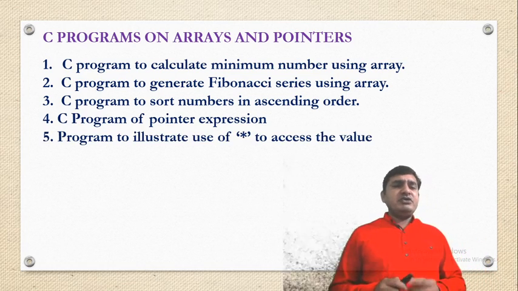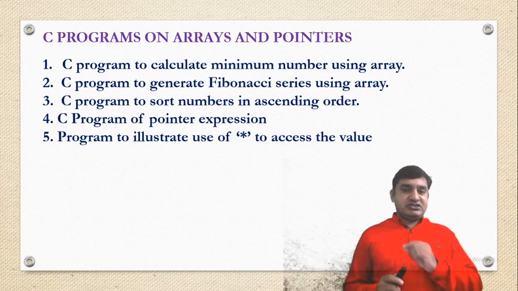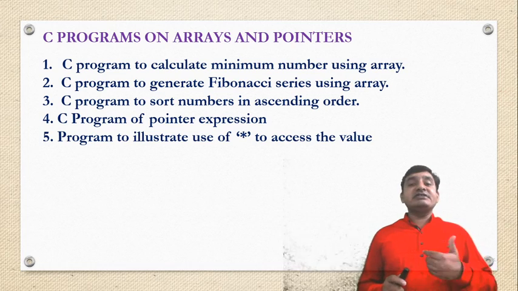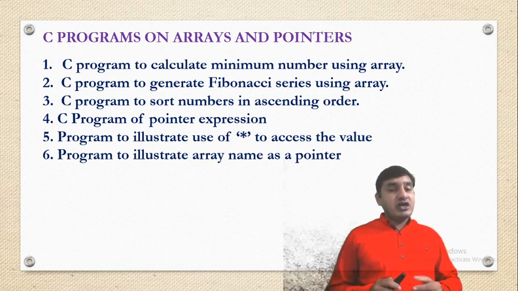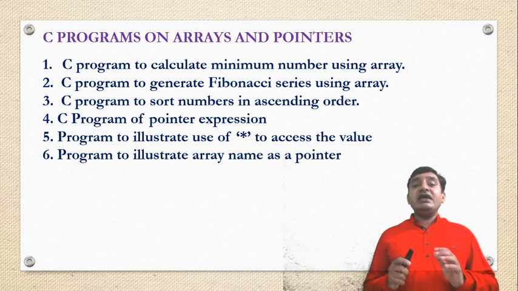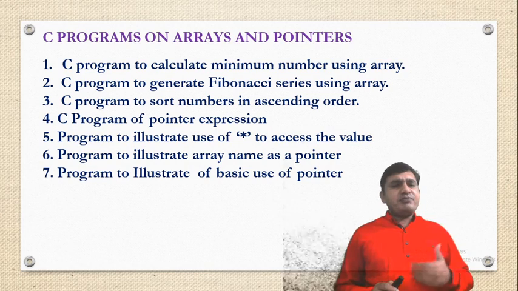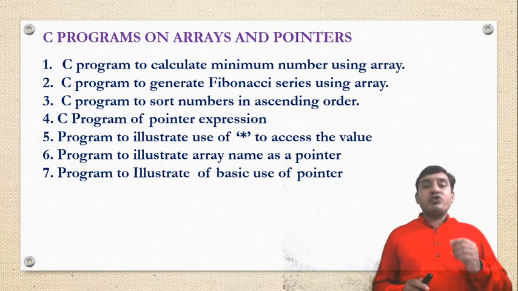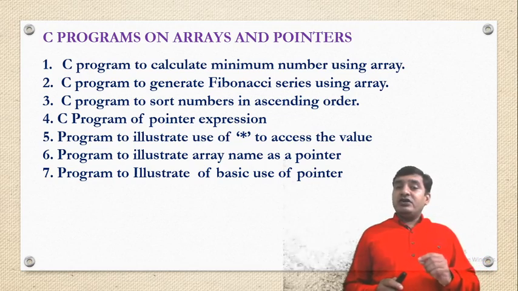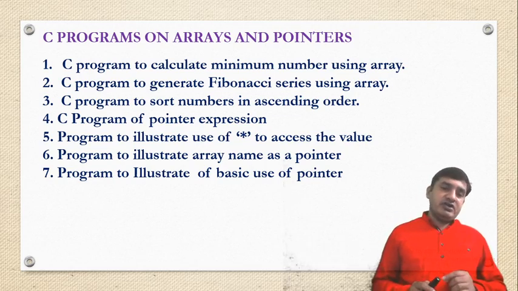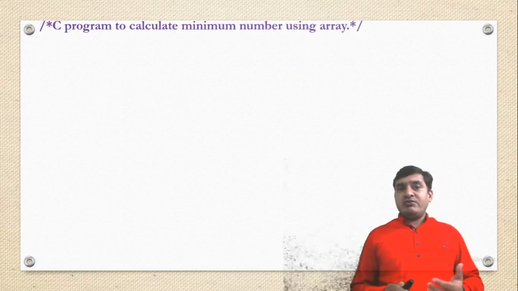The fifth C program is a program to illustrate the use of asterisks to access the value. The sixth C program is a program to illustrate array name as a pointer. Program number 7 is a program to illustrate the basic use of a pointer. All these programs we will see one by one.